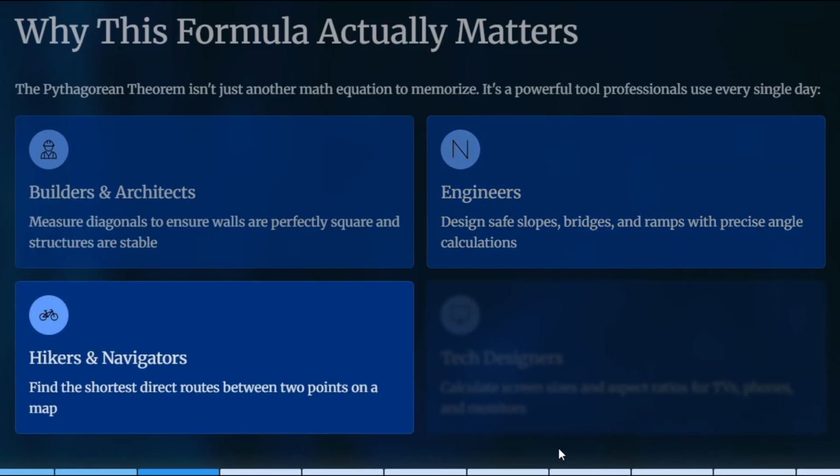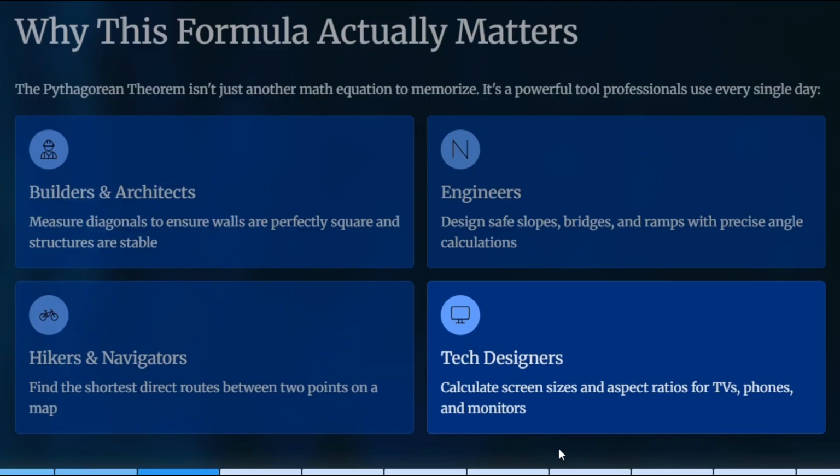Hikers and navigators might want to find the shortest direct route between 2 points on a map. And tech designers use it to calculate screen sizes and aspect ratios for TV, phones, and monitors. These are just some of the examples in which the Pythagorean Theorem is used in real life.